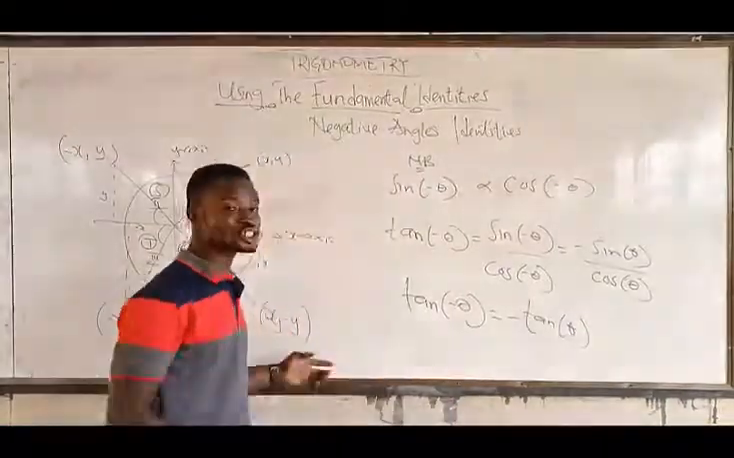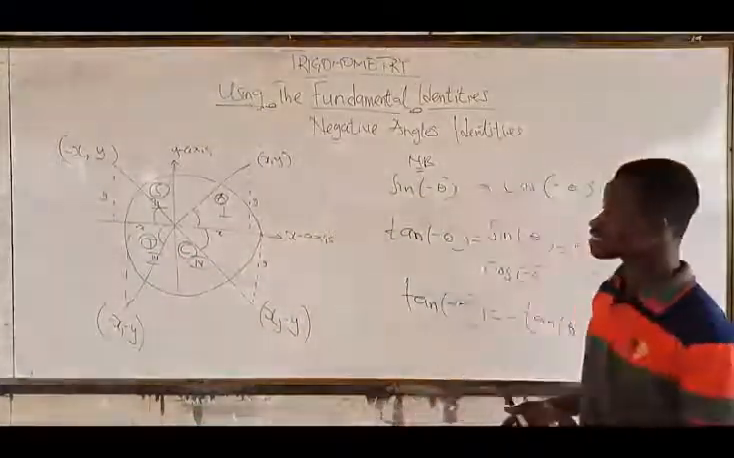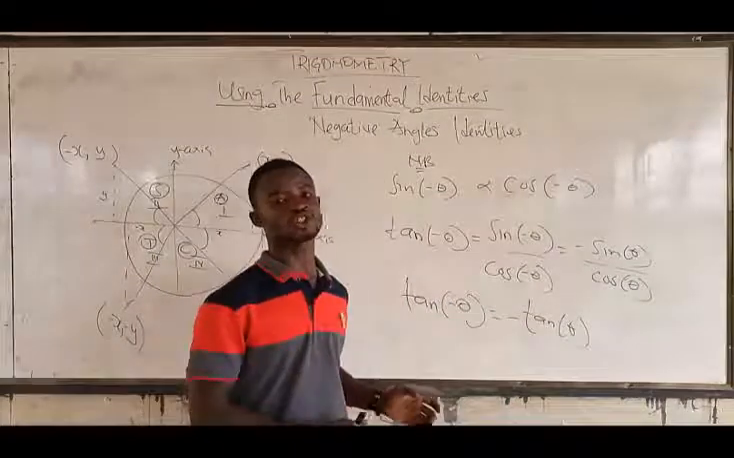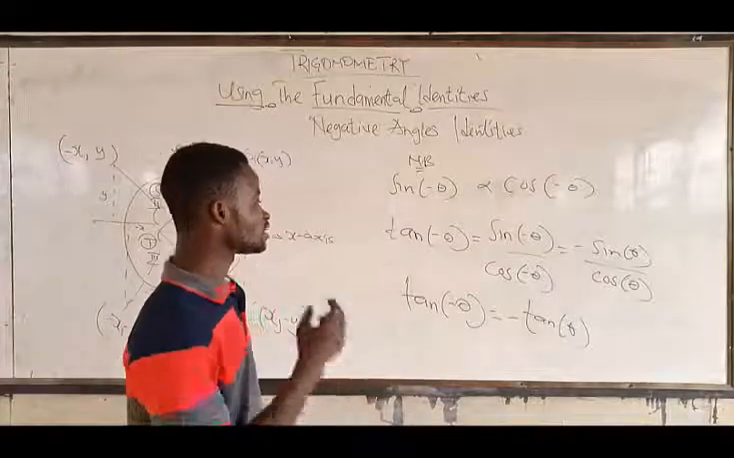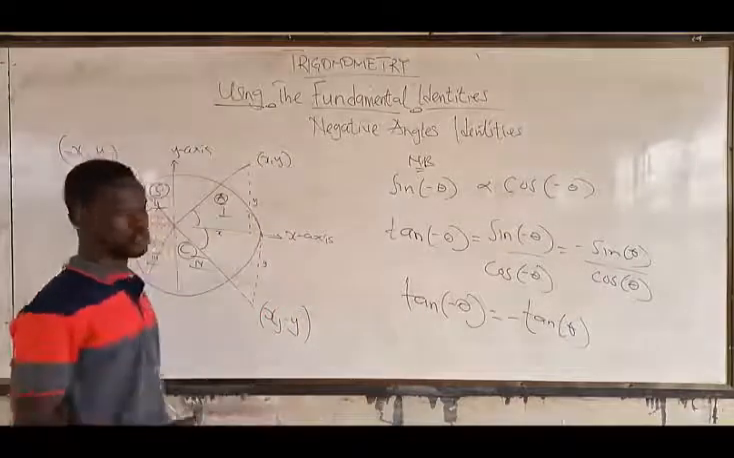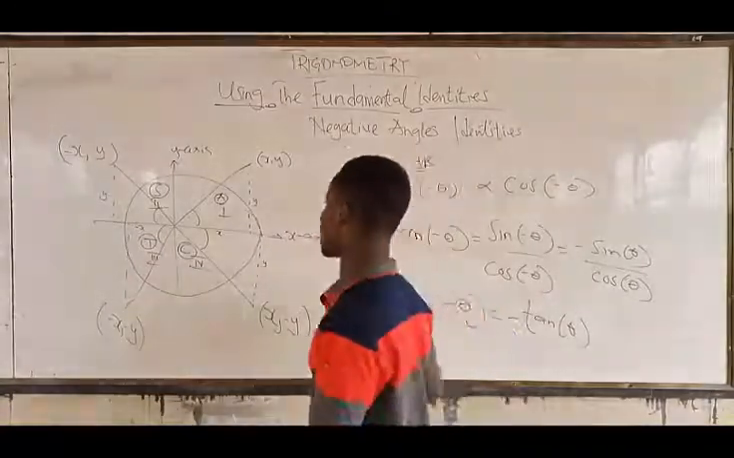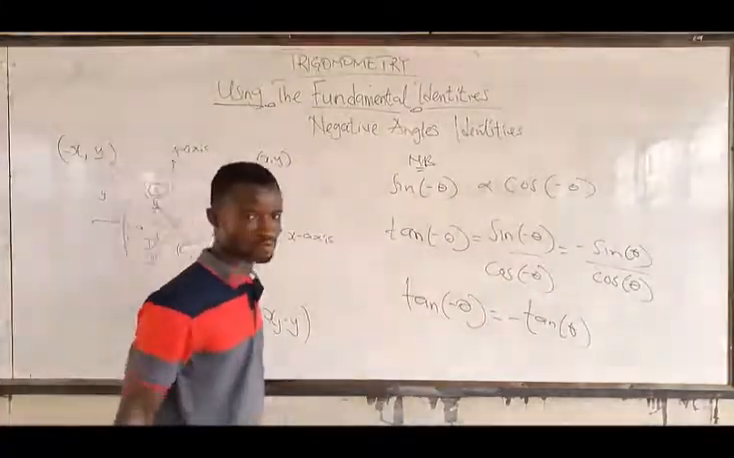Interesting. Now, this group of identities is what is known as the negative angle or negative number identities. So this group of identities is called the negative angle identities.